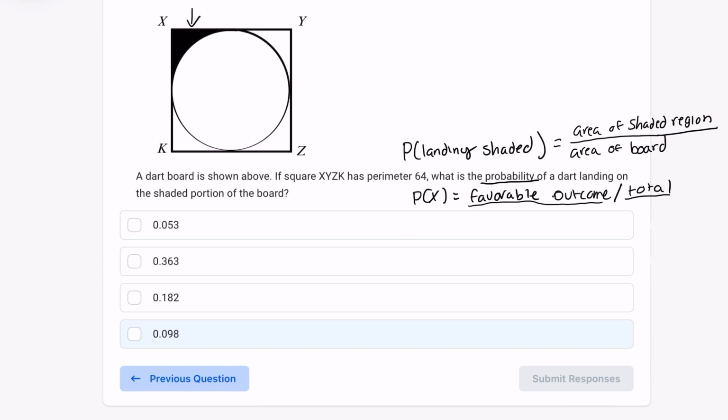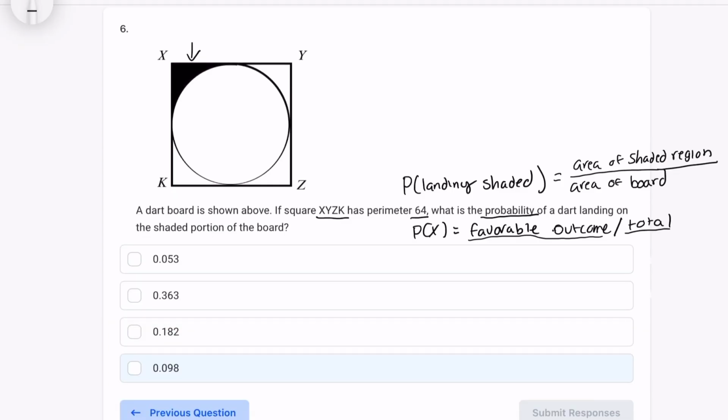So what are we being told? We're told that square XYZK has a perimeter of 64. Well, this is a square, right? So if the perimeter is equal to 64, we know that the perimeter of a square is all the side lengths added together. S plus S plus S plus S is equal to 64. So 4S is equal to 64, which means each side length is equal to 16. So this is 16, this is 16, this is 16, and this is 16.